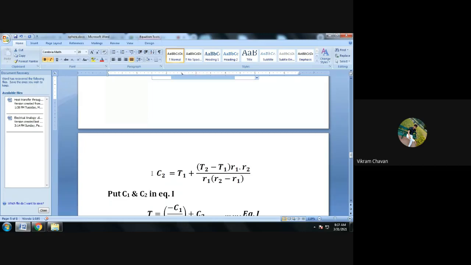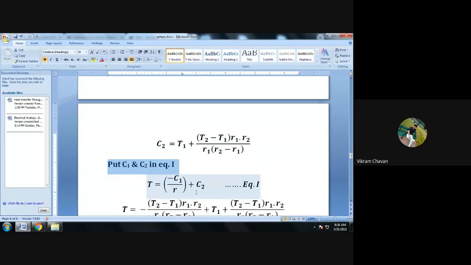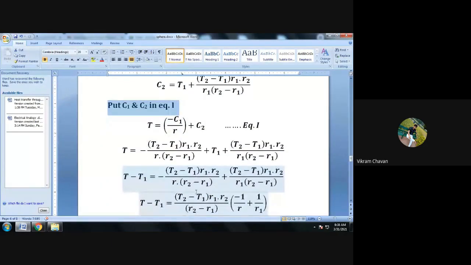Now we can put these C1 and C2 values, or the equations, in our first general equation, equation number Roman 1. Our equation number Roman 1 is T is equal to minus C1 divided by R plus C2. In this equation, we have to put the equations that we have determined for C1 and C2.